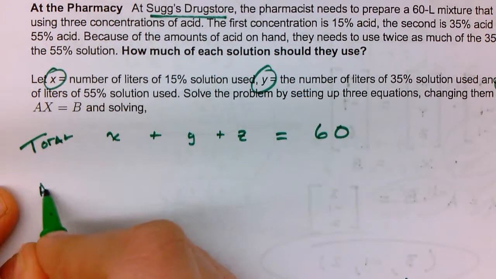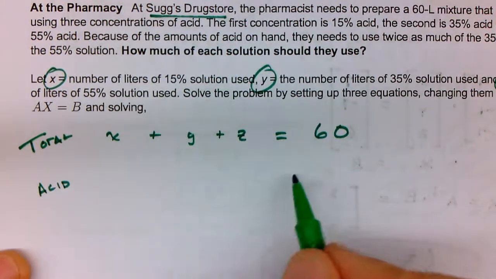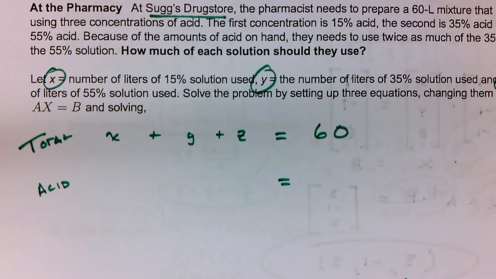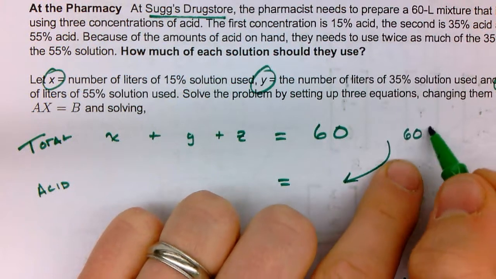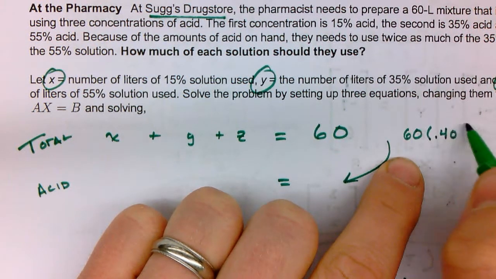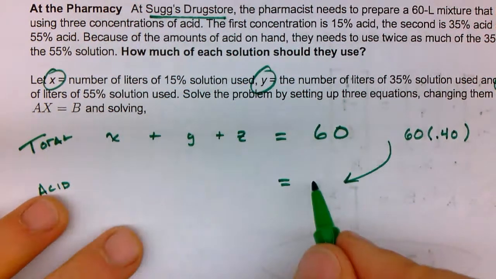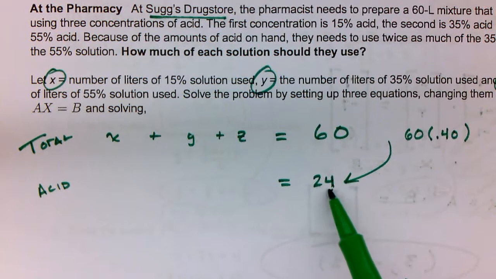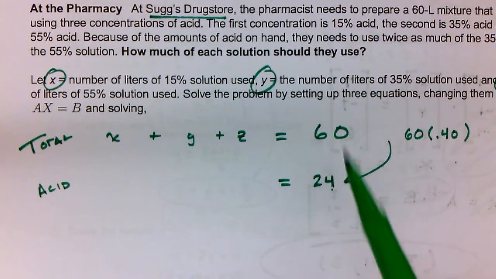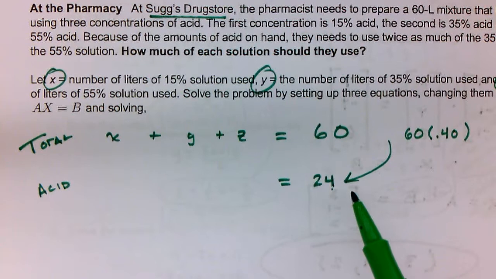Now, we want to have an equation for the acid. The total amount of acid that we want is, we want a 40% solution, right? So you've got 60 liters, 40% of it is going to be acid. So the number that goes right here is going to be 60 multiplied by 0.40, which would give us, was that 24? So again, there's going to be 24 liters of acid out of the 60 liters total. That's why I'm putting the 24 right here. We good so far? Yeah.